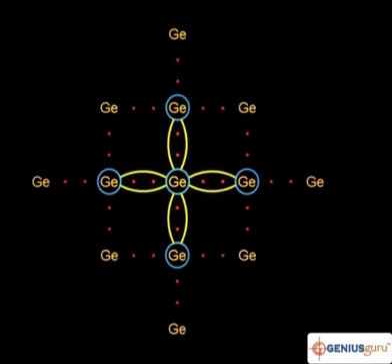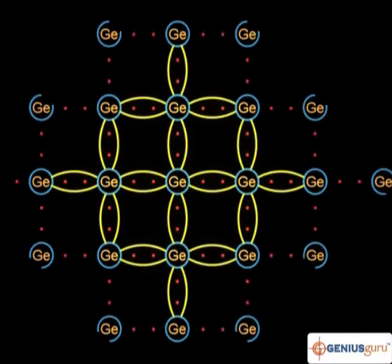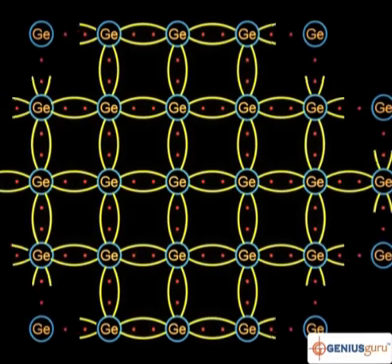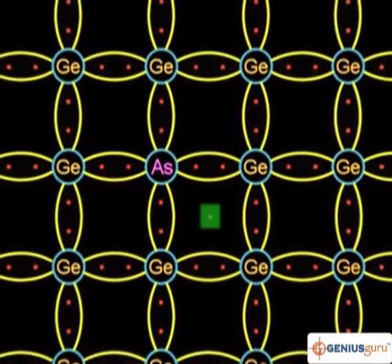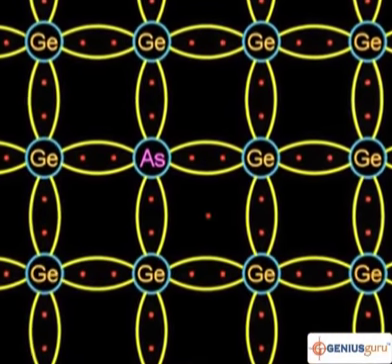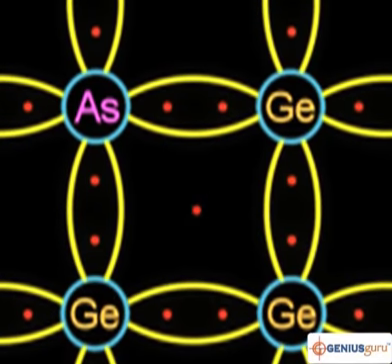Suppose arsenic, which is pentavalent, is added to this germanium crystal. Since arsenic has 5 electrons, 4 electrons are shared in the bonding and 1 electron is left free. Like this, many free electrons are formed in the lattice, and due to these free electrons, conductivity occurs in this crystal. Since the conductivity is due to electrons, which are negatively charged particles, this type of semiconductor is known as N-type semiconductor.